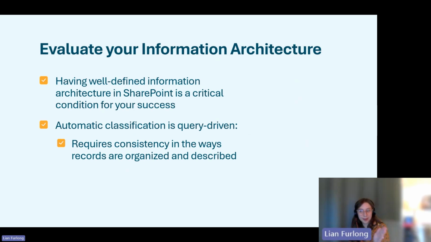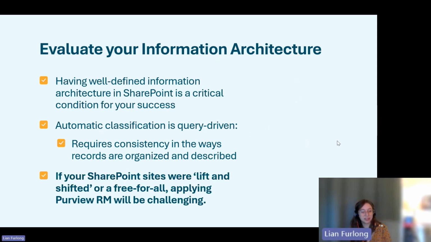And this is because automatic classification is query driven. We have to be able to run the same search every few days and have it bring back and label only the right things, only at the right time. It really requires consistency in the ways that those records are organized and described. This can't just be one library with a whole bunch of self-serve folders of all different types of records. We need to be able to have that consistency in what that query is going to bring back.